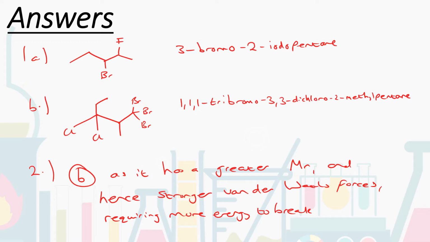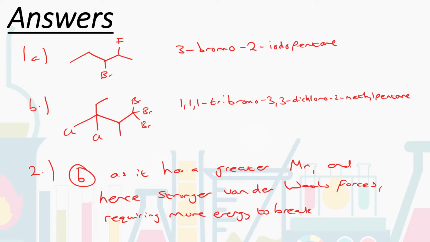Again, remember that we have to use the di-, tri-, tetra- to number how many there are, and we have to make sure that we name it in alphabetical, not numerical order. So this is 1,1,1-tribromo, 3,3-dichloro, 2-methyl-pentane.